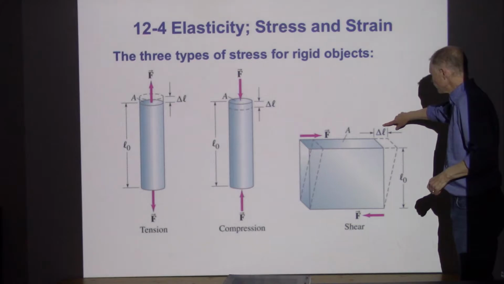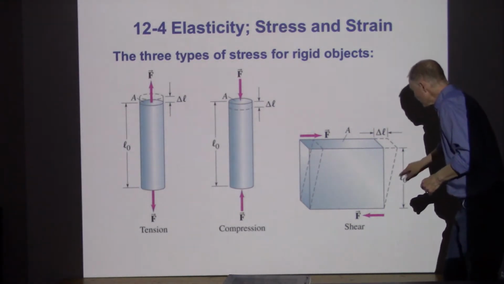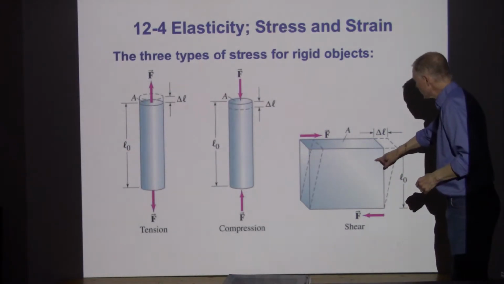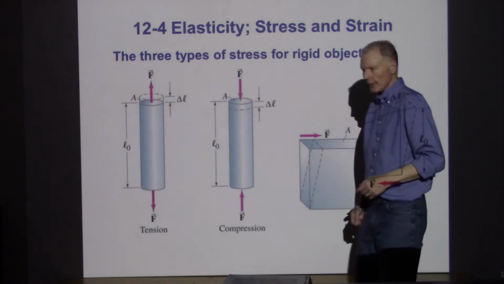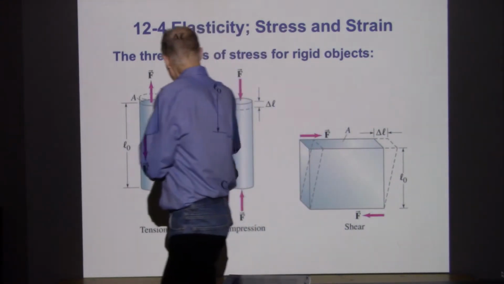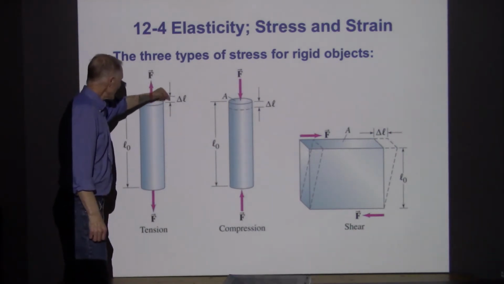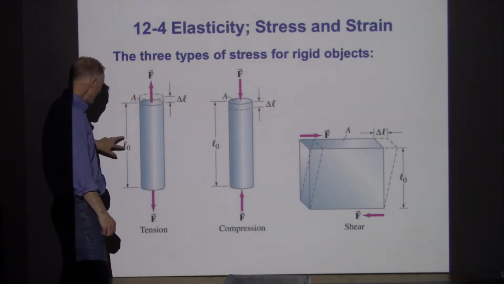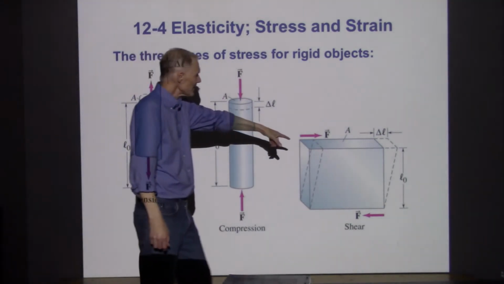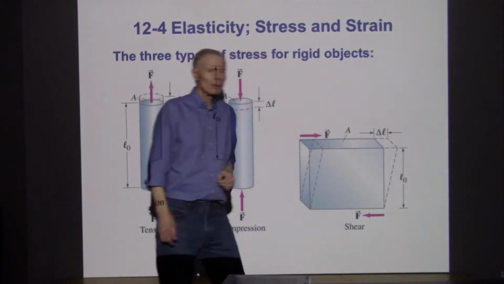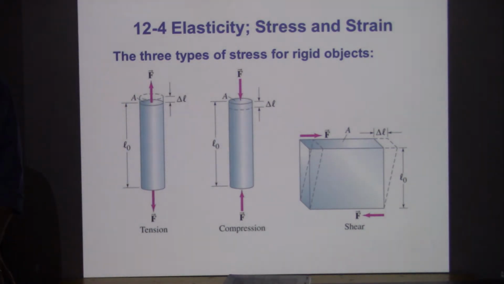delta L. Now, the L naught in this case is the length of the object in a direction perpendicular to the delta L. So in the tension case and the compression case, here, the delta L direction and the L naught direction, those line right up. But in this case, the delta L's are perpendicular to the L naughts.